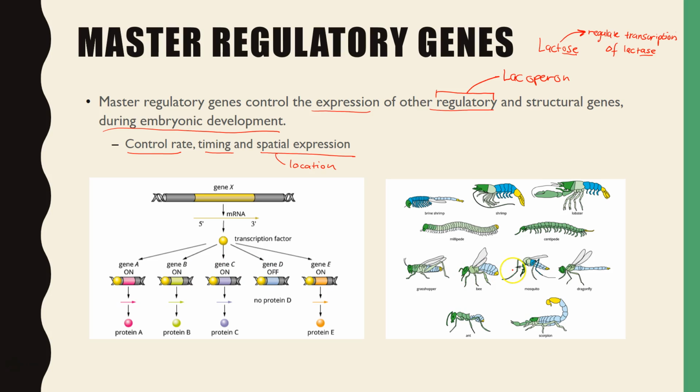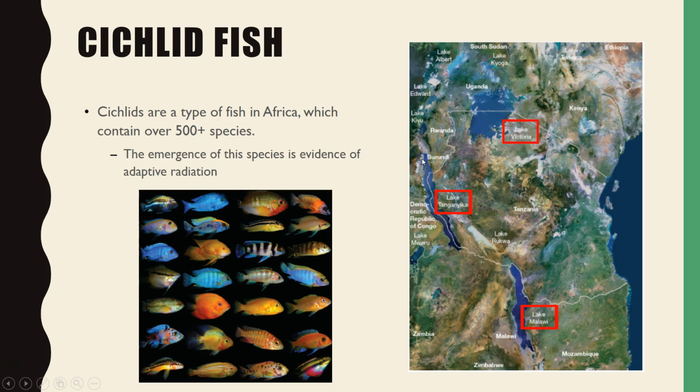Take this picture over here. When we turn on this particular gene via a master regulatory gene, we have development of the forehead or elongated structures in here. When we have this particular yellow gene turned on, we develop various different structures in the tail of that organism. This happens during embryonic development.